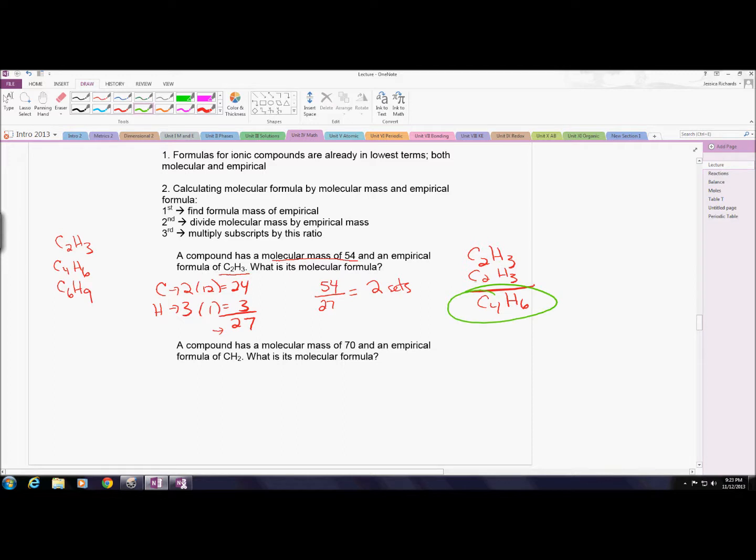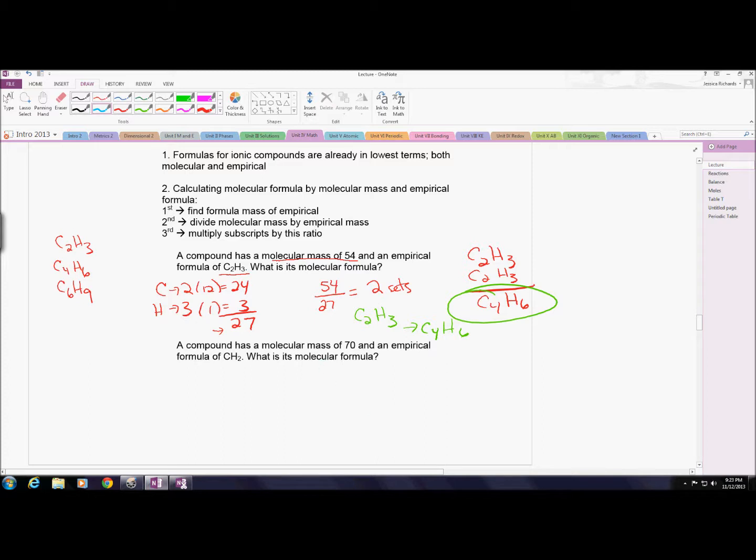Of course, you could add them together. There's only 2 sets, so that's not a big deal. But really what you would usually do, especially if this number is bigger than 2, is you multiply it through. So C2 becomes C4 and H3 becomes H6. Okay, so let's look at the next example and try that again.